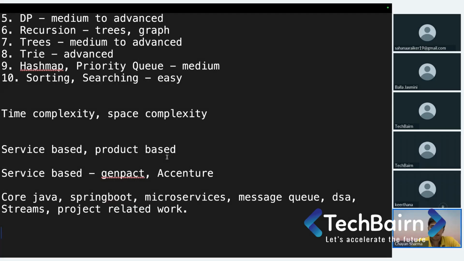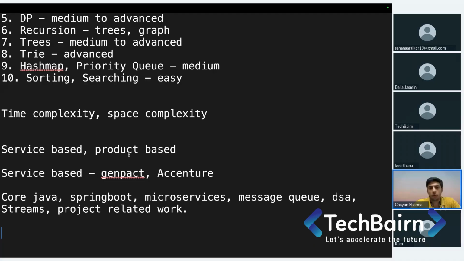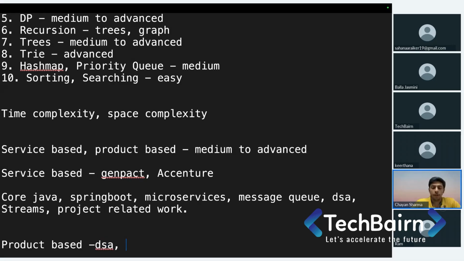Don't keep only one type of company. Be open to service based and product based. Product based requires a medium level of DSA, medium to advanced, depending upon which company you are looking to get placed in. Product based is mostly related to DSA. They are highly focused on DSA, then your high level design, then your low level design.